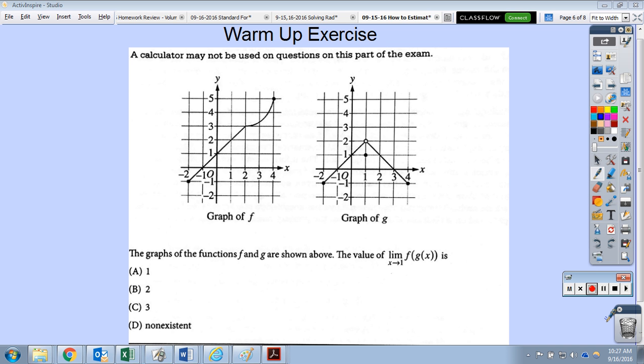Okay, so looking at this, we have the graphs of the functions f and g shown above. The value of the limit as x approaches 1 of f of g of x is what? So let's go ahead and trace along g. What is the limit as x approaches 1? It is definitely 2. So then what is the limit of f of x as we approach 2? And it is 3. It should be choice C.